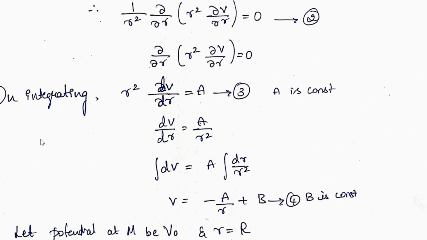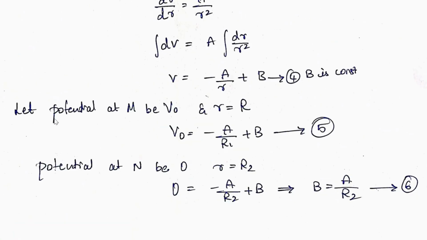On integrating on both sides, integration of dV is equal to A into integration of dr by r square. We get V is equal to minus A by r plus B, where B is our constant. Let the potential at M be V naught, at r equal to capital R1. V naught will be minus A divided by R1 plus B, my fifth equation. The potential at N is 0. So r is equal to capital R2, where V is 0, that is minus A by R2 plus B equals 0, where B is equal to A by R2. This will be the sixth equation.